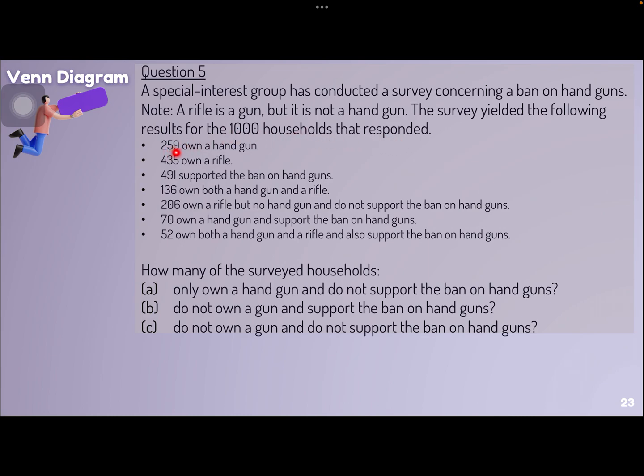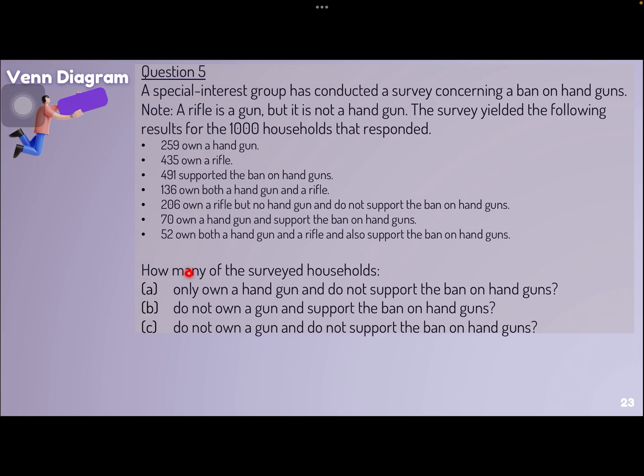So we have 259 own a handgun, 435 own a rifle, 491 supported the ban on handguns, 136 own both a handgun and a rifle, 206 own a rifle but not a handgun and do not support the ban on handguns, 70 own a handgun and support the ban on handguns, 52 own both a handgun and a rifle and also support the ban on handguns.